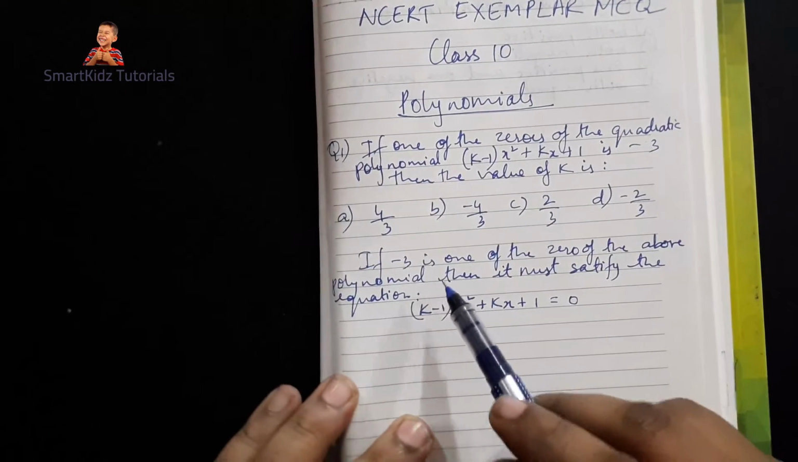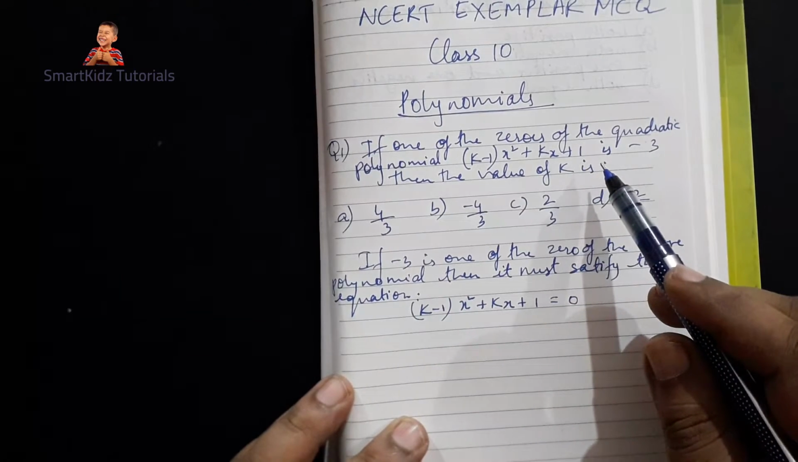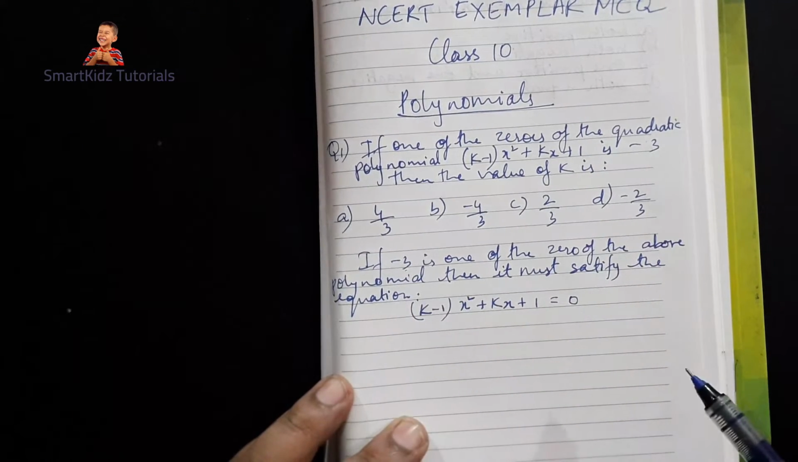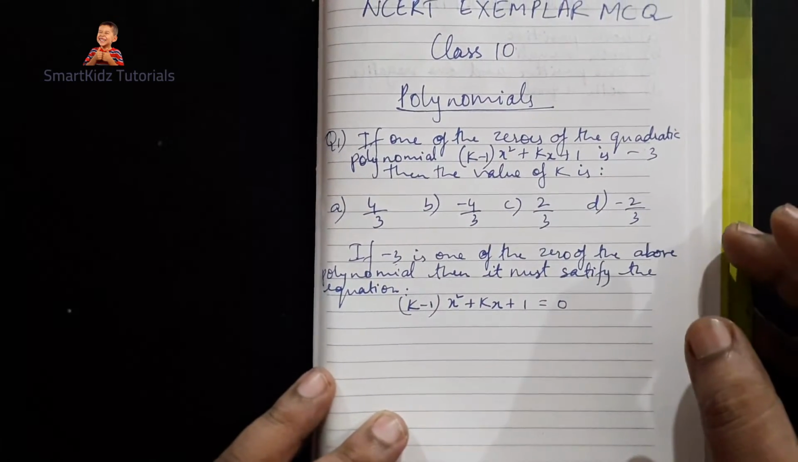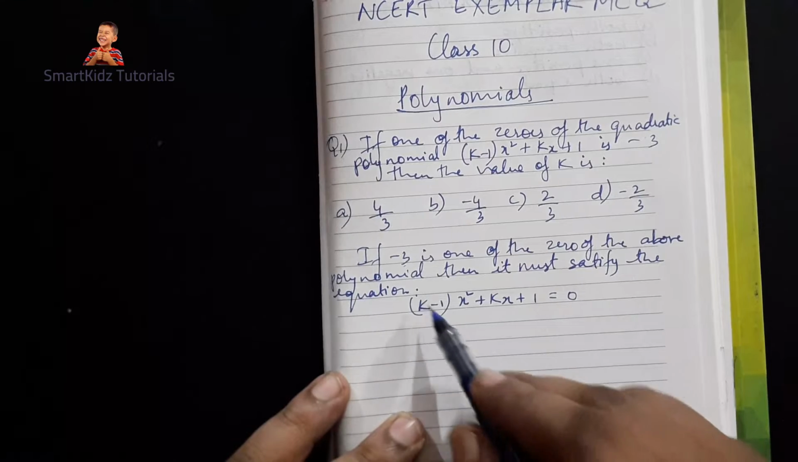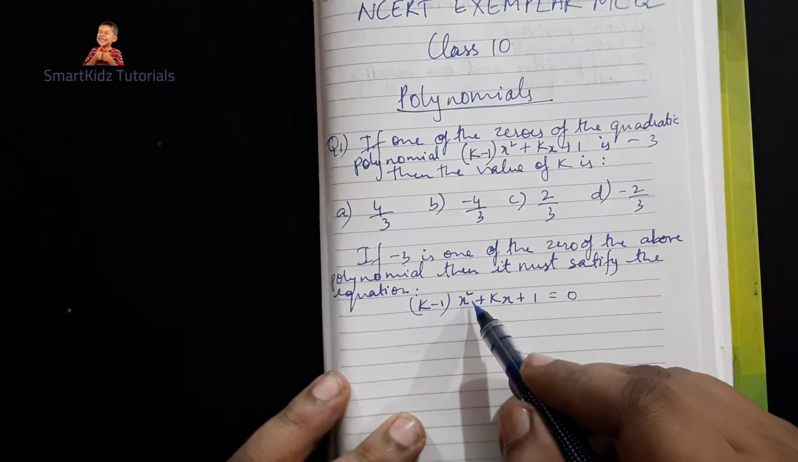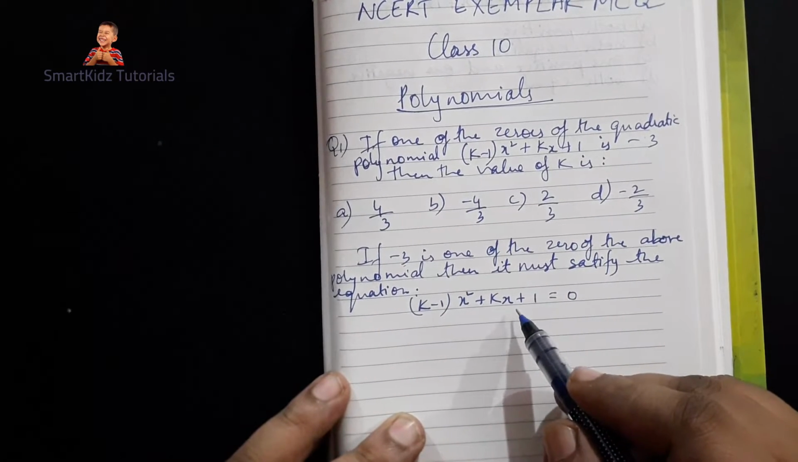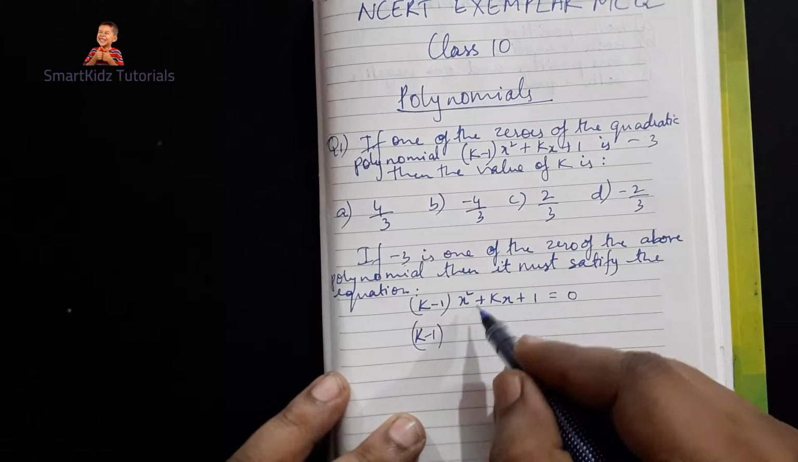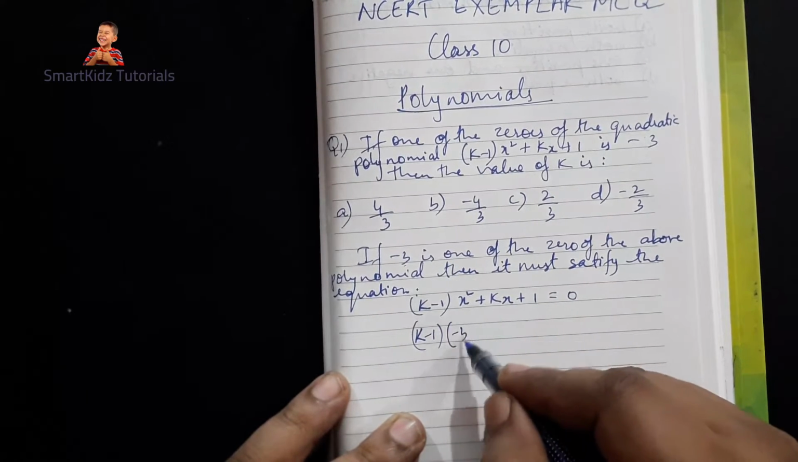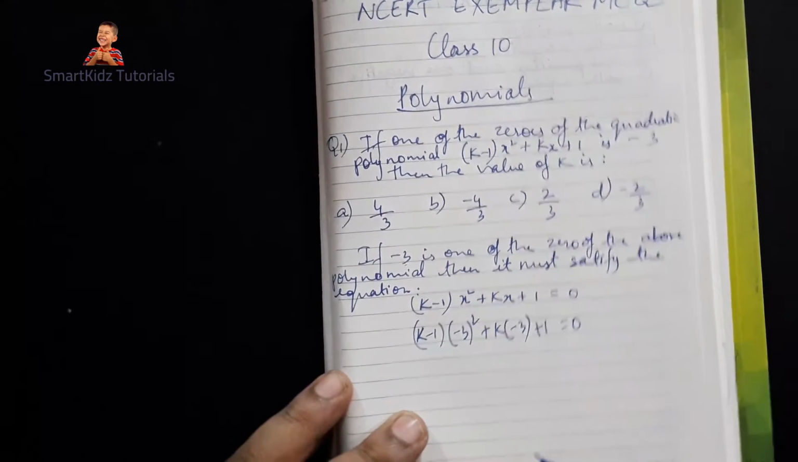So what the statement says is that if we put minus 3 in this equation, then the value should come equal to 0, because that is one of the zeros, and by doing so we will get the value of k. So let's try it out. Remember, this bracket is multiplied only with this term, that is x square, not with the entire polynomial here. Okay, so k minus 1 in place of x square will be minus 3 whole square plus k into minus 3 plus 1 equal to 0.